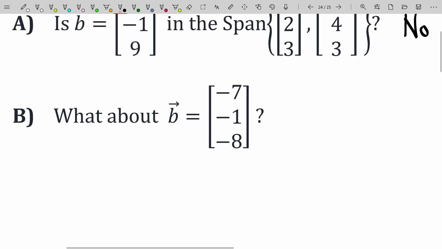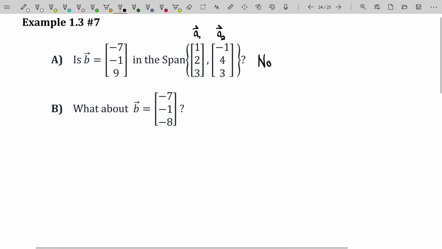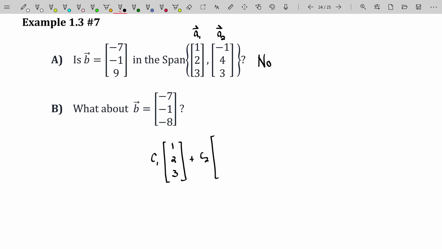However, what about -7, -1, -8? All right, well, let's find out if there's a linear combination of a sub 1 and a sub 2 that can generate that new vector, which unfortunately I'm calling b. I should have called it something else, like let's call it w, just because I've already used b right up here.